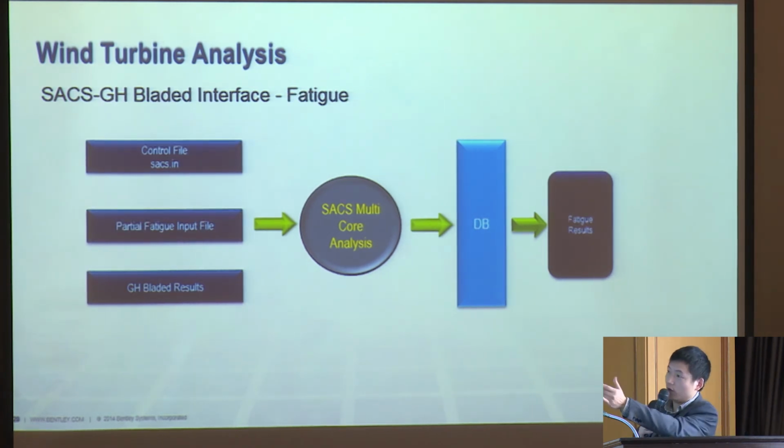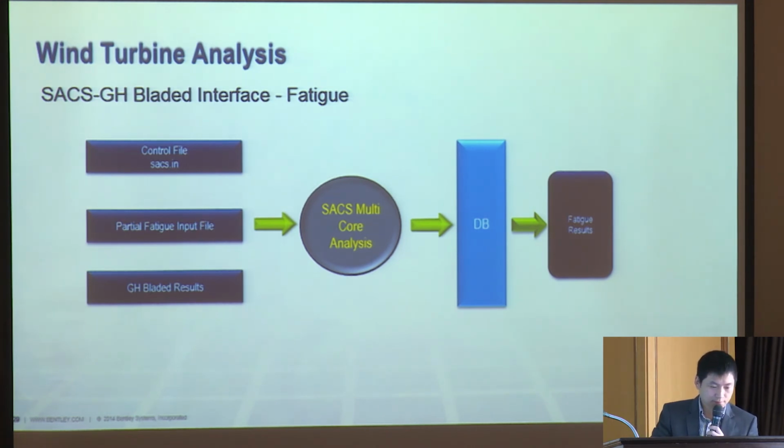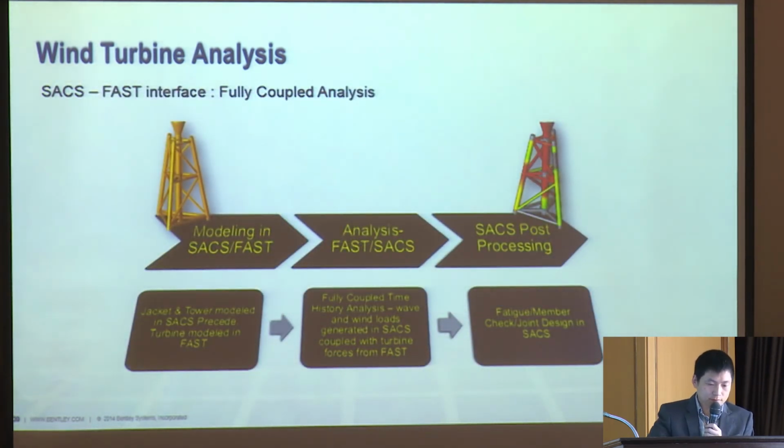And it's similar for the fatigue analysis using this interface. 그리고 이런 인터페이스를 통해서 퍼티그에 대한 결과값을 얻는 과정도 비슷하고요. You just need to prepare an additional partial fatigue input file for the fatigue check. 퍼티그에 대한 검토를 하기 위해서는 여기서 추가적으로 partial fatigue 인풋 파일이 필요하겠고요. Okay, this is the fully coupled SACS GH Bladed interface. 이것이 fully coupled SACS GH Bladed 인터페이스에 대한 설명이었습니다.